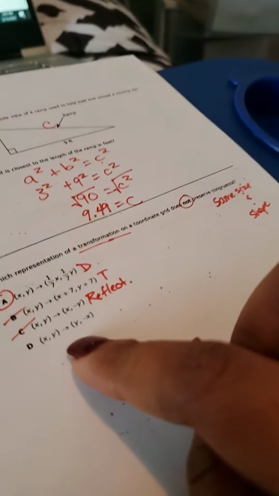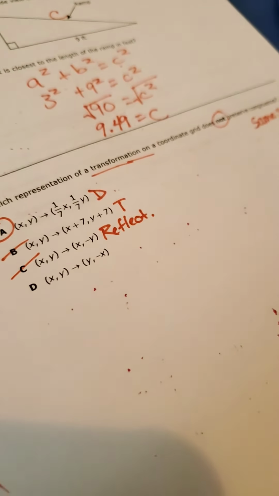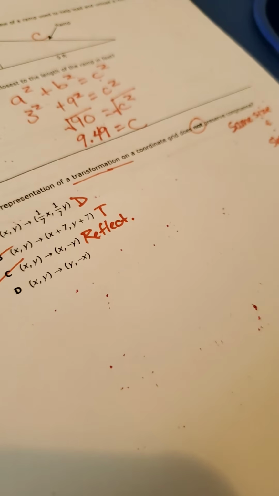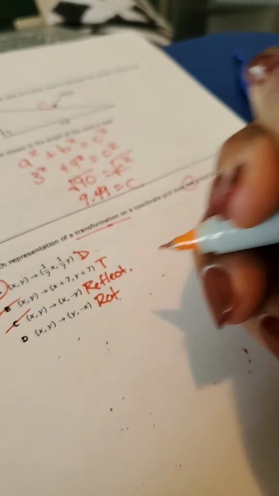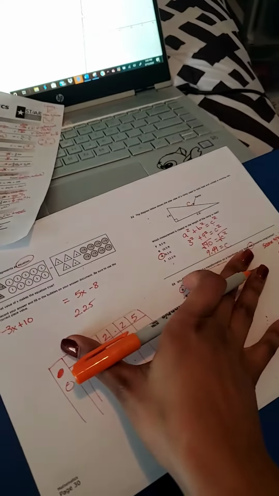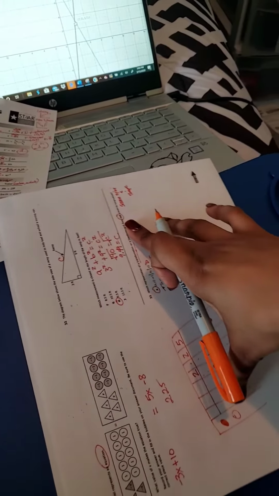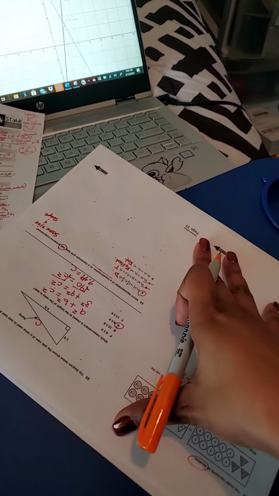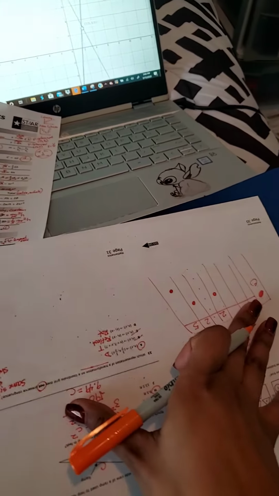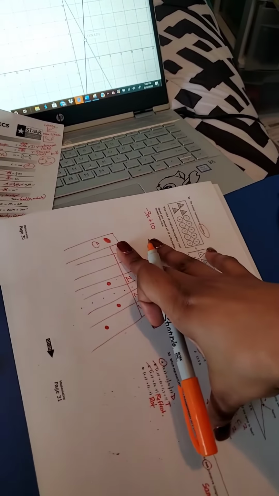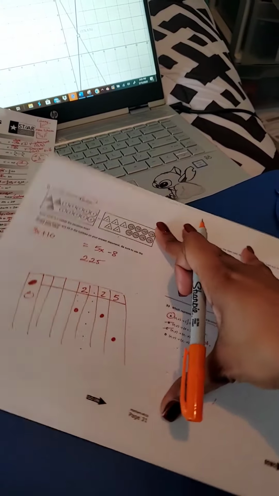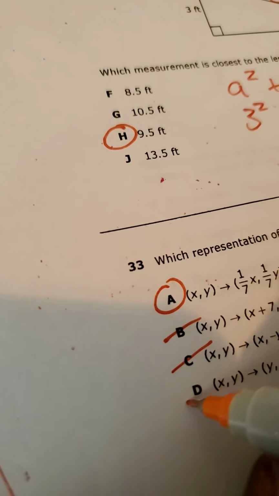And then this one, it says x, y to y comma negative x. Well, when they switch places, I know that that's a rotation. And when I rotate something, even if I rotate this paper, it's still the same size. It's still the same shape. It's simply going in a different direction. So that one couldn't be my answer either.